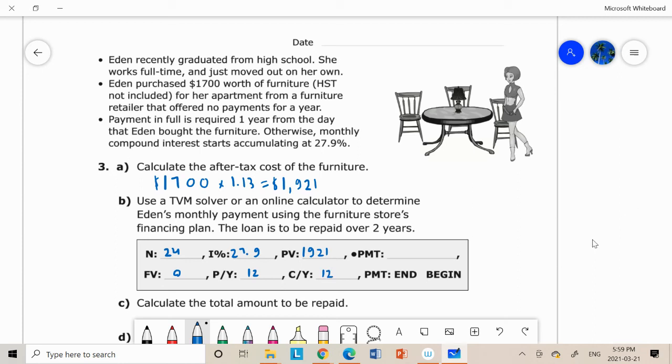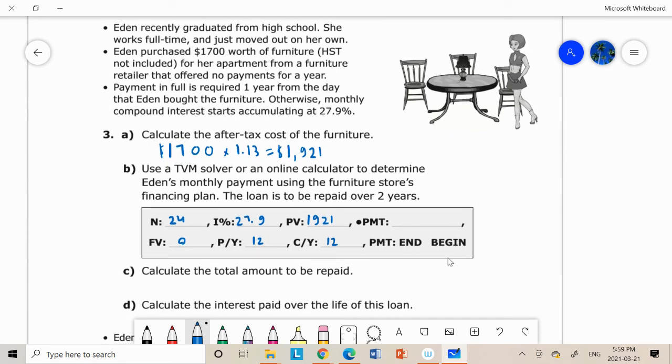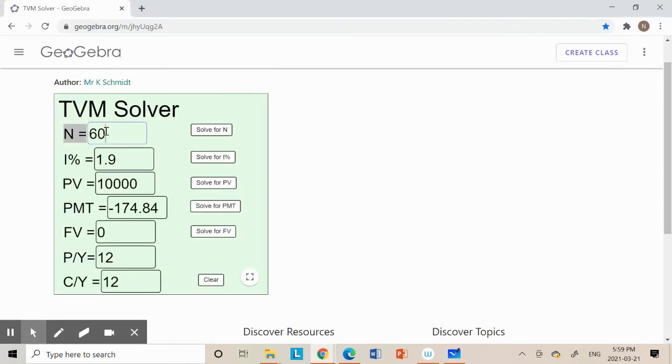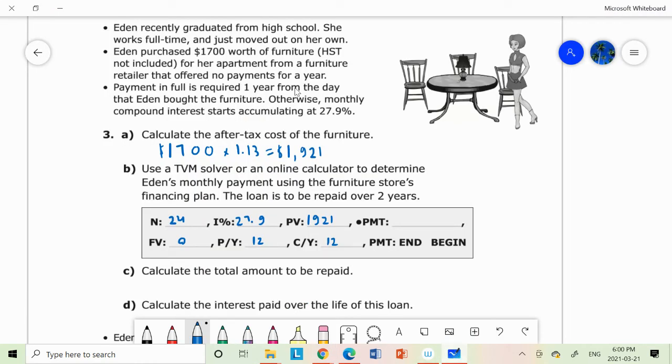Okay, let's calculate that now. So this is what we have to plug in. 24 months, 27.9%. 1921 is the cost. 12 is already updated here as the payments per year. So if we solve it, the payment we get for PMT is 105.34. Okay, so let's update that here now. $105.34 will be her monthly payments.